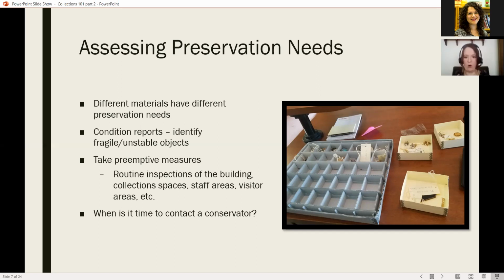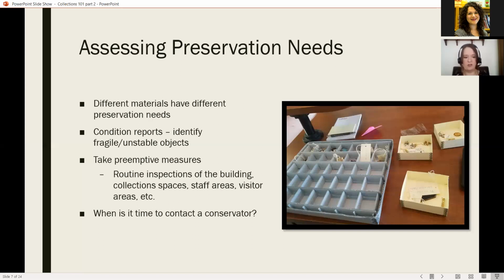Every day they'll walk through all of their exhibits, all of their collection spaces, staff areas, visitor areas, and just doing a walkthrough, you'll learn quickly what is out of place, what is different about the space. You can even tell, oh, is it hotter in here than normal? It lets you put your finger on the pulse of what's going on at your institution.